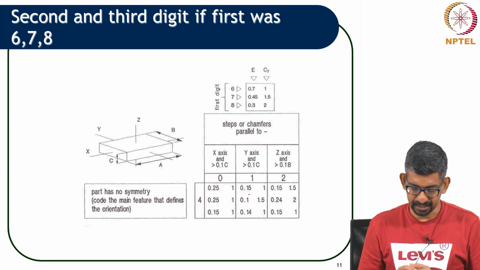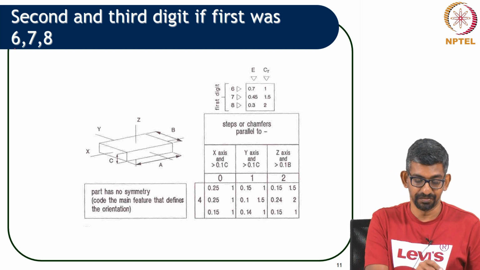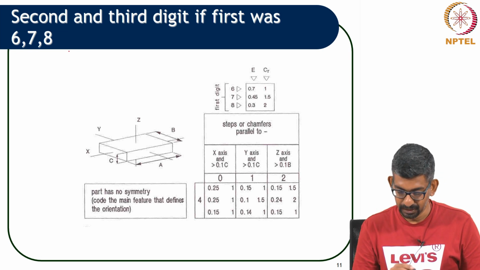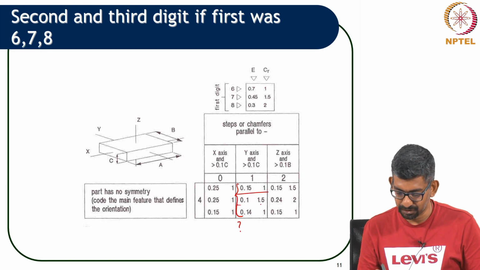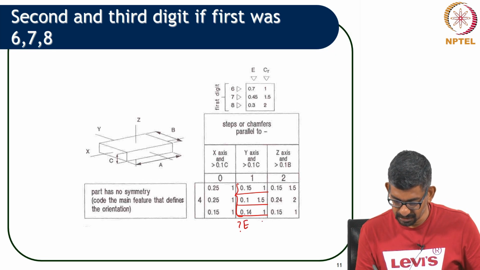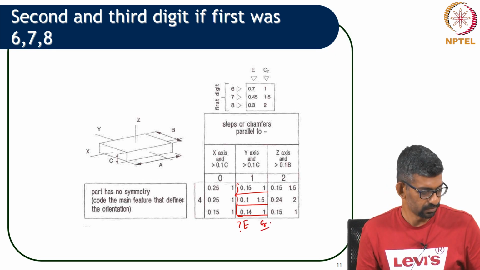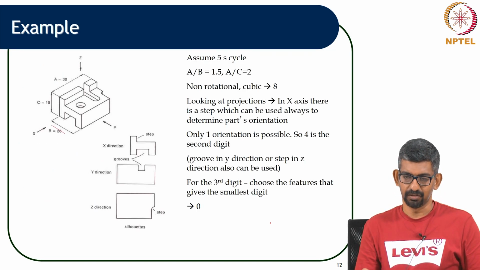So, the case here is again the same story. The second and the third digit, if the first was 6, 7 and 8. Let us say your second digit was 4 and your third digit was 1. Then which of these 3 would you choose? It depends on whether my first digit was 1, 2 or 3, that is all. And again, what are these? This is E and this is CR, that is all. So, there is a quick example that we will look at.